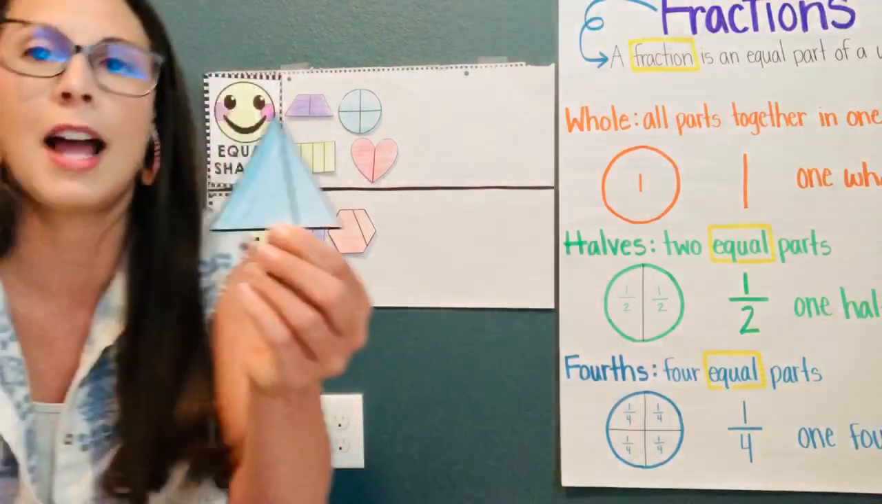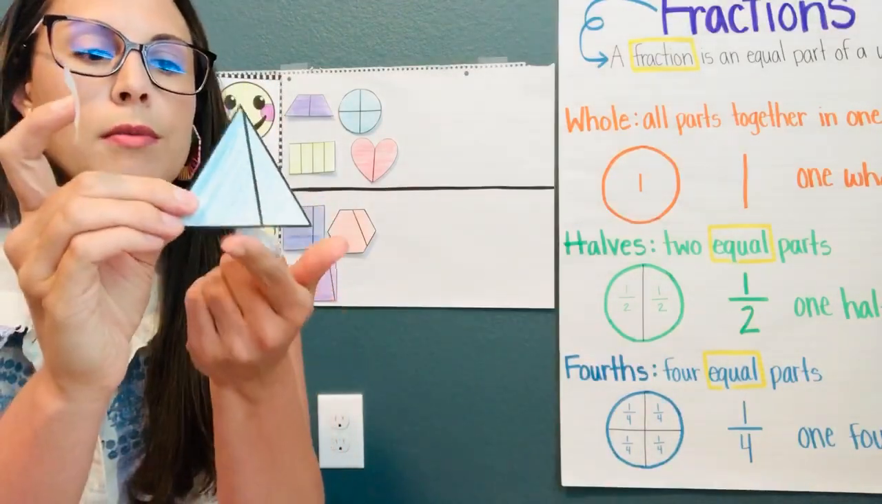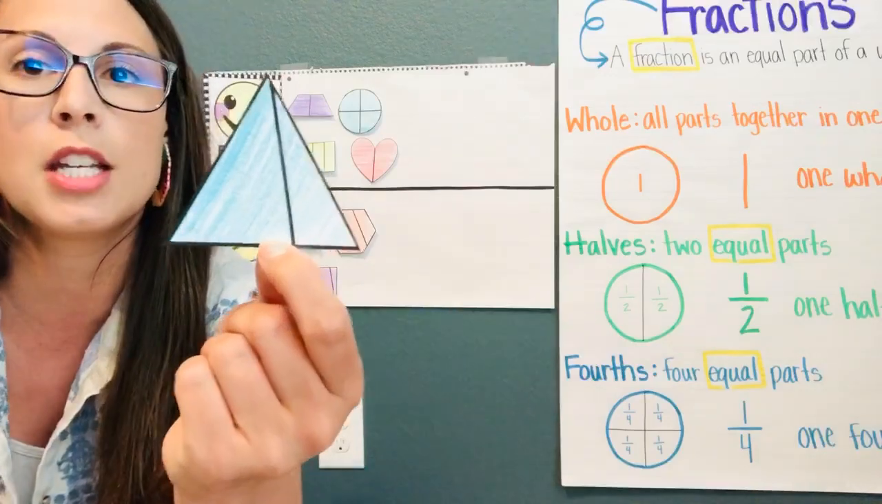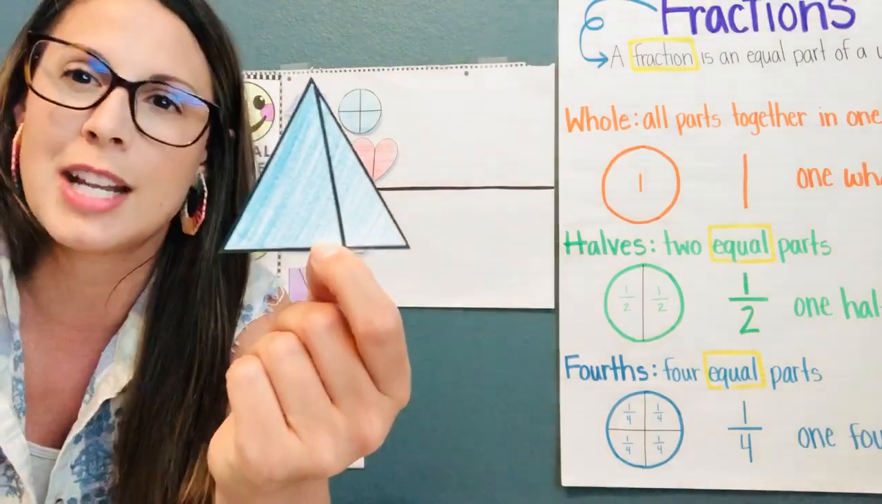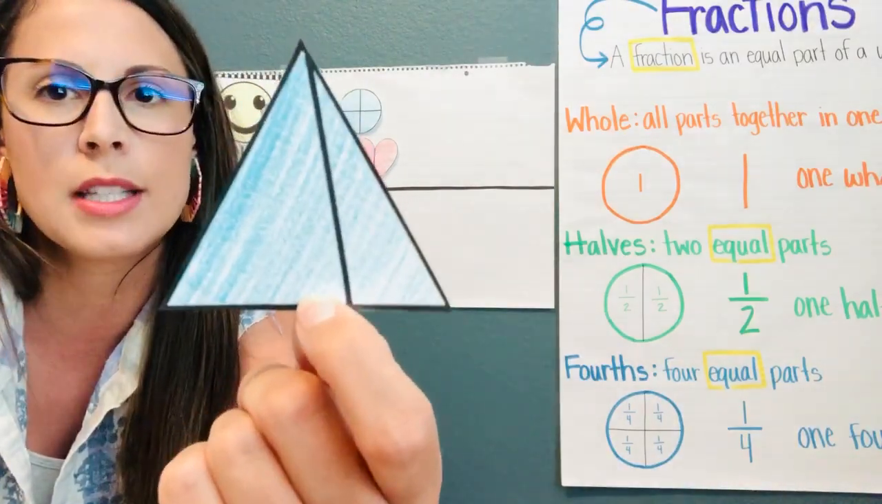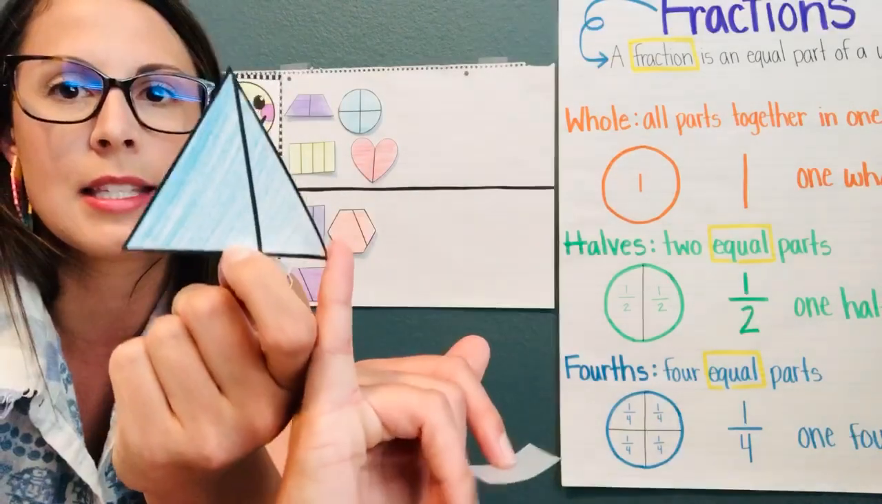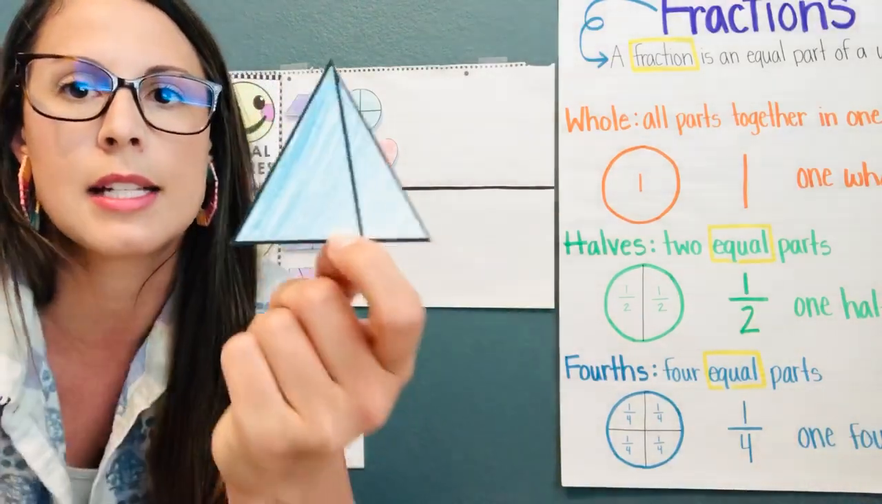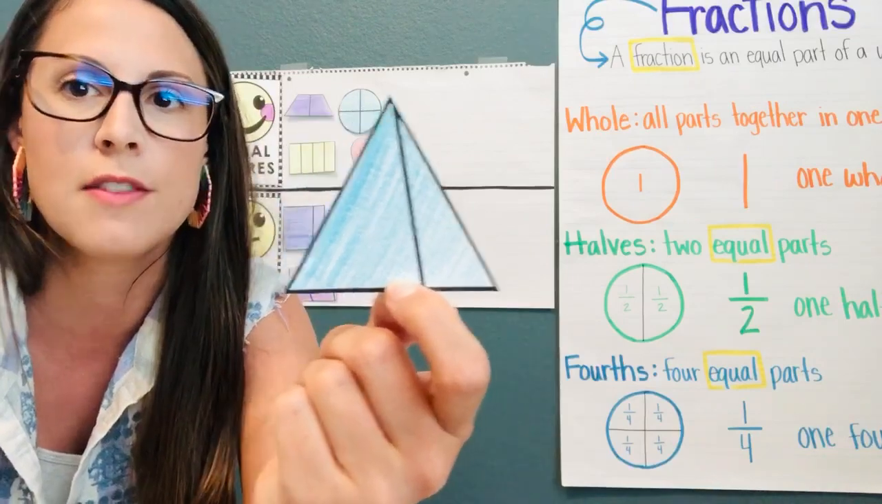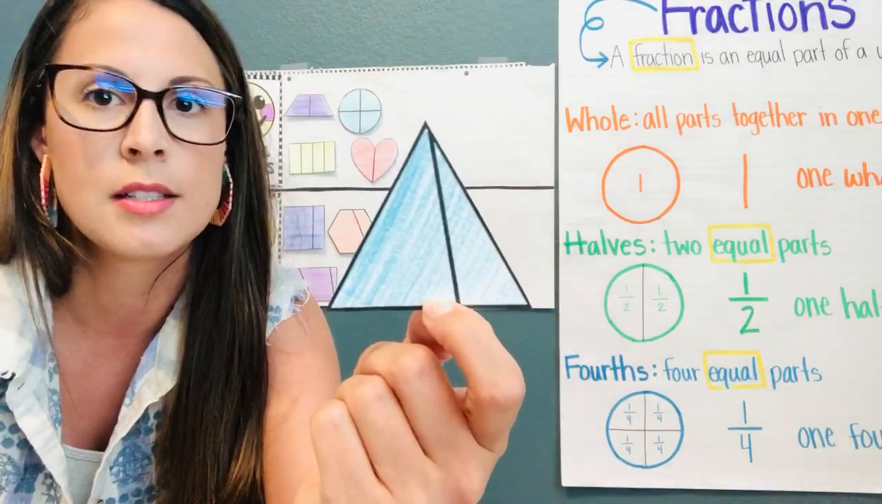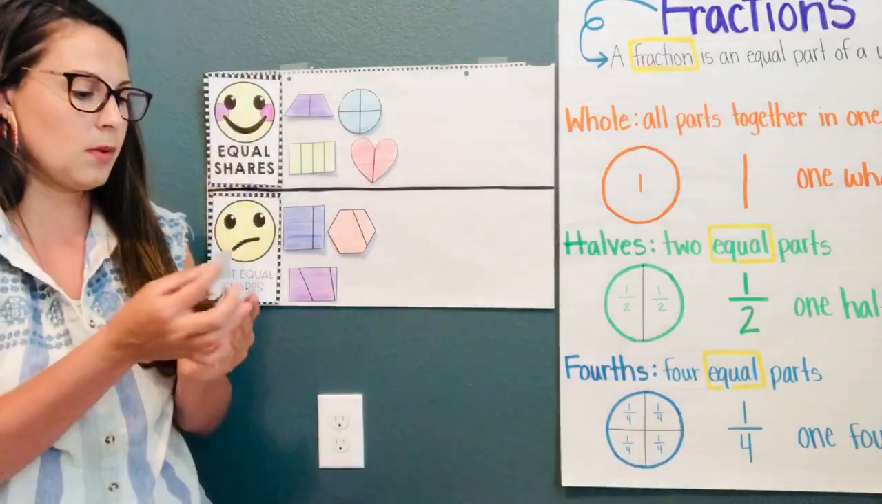Let's look at this triangle. 1, 2, 3 sides, and it's partitioned. And they tried to partition in halves, but if you look closely, it looks like this side is smaller than this side. So is it partitioned in fair shares? It is unequal.